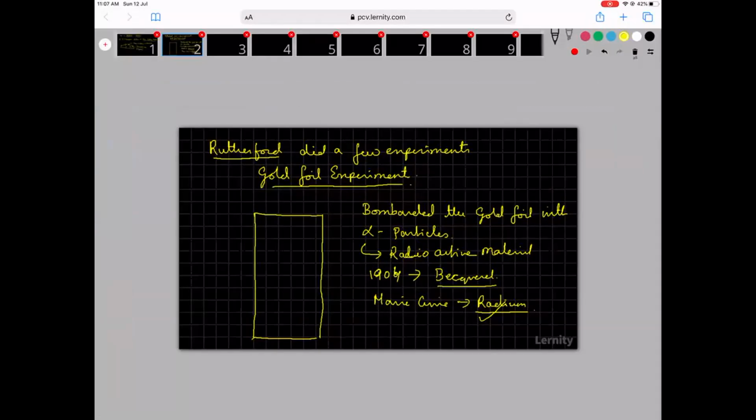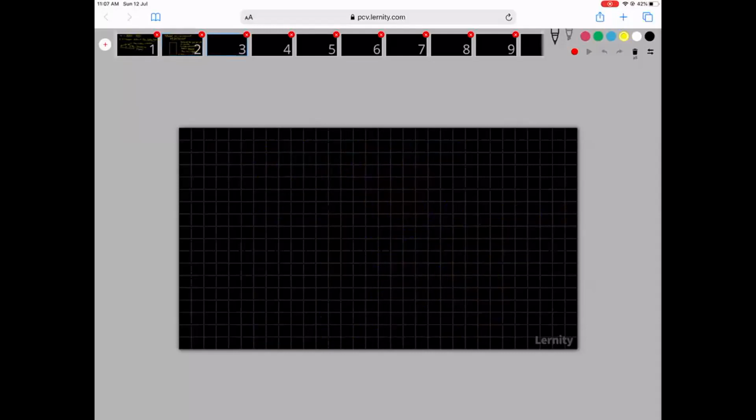So Marie Curie discovered radium. After she discovered radium, she gave some samples to her friends. One of her friends was Becquerel. Becquerel was able to find out that there are something called alpha particles. Alpha particles are positively charged. They are nothing but helium. Helium has two protons, two neutrons, and two electrons. If you remove the two electrons from helium, what you get is an alpha particle.